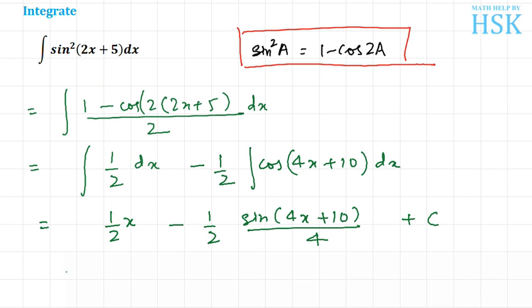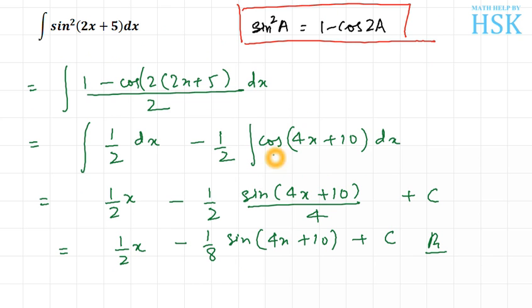So my final answer would be 1 by 2 x minus 1 by 8 sine of 4x plus 10 plus c. So this is my required answer.